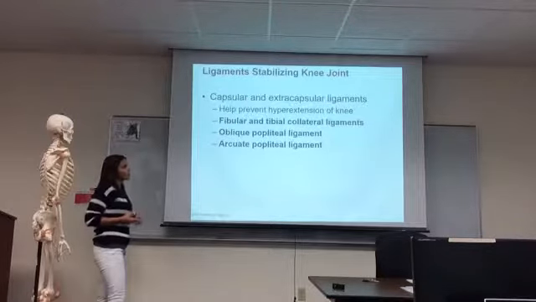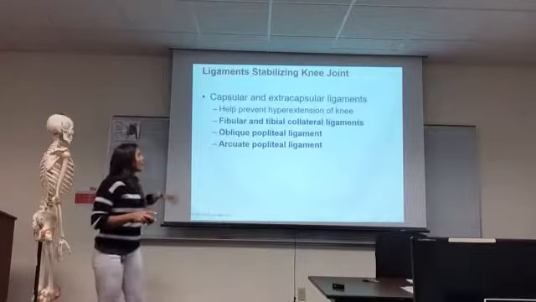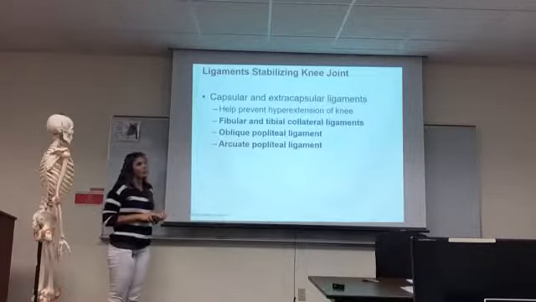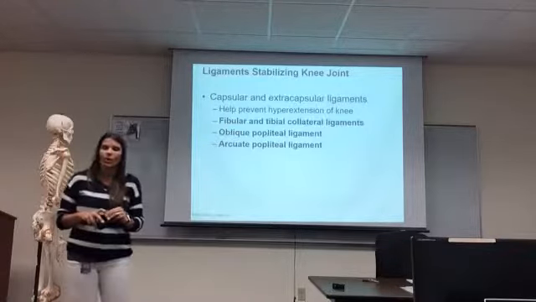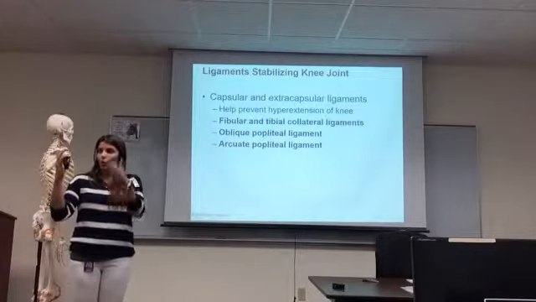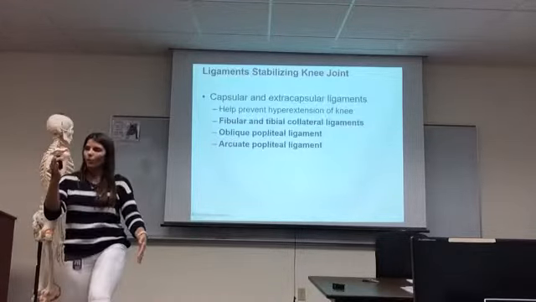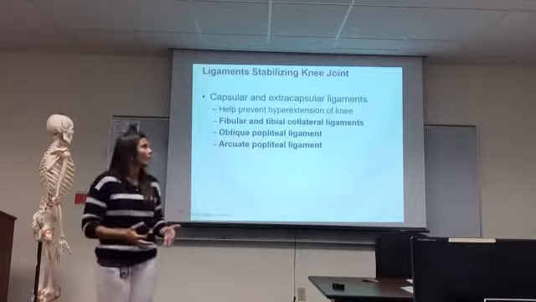It mentions the ligaments that stabilize this knee joint. Let's see if we can figure out where these are. Fibular and tibial collateral ligaments. There's one on the fibula, which would be lateral. The tibia will be medial, and they're collateral. So they're on the sides of that joint.